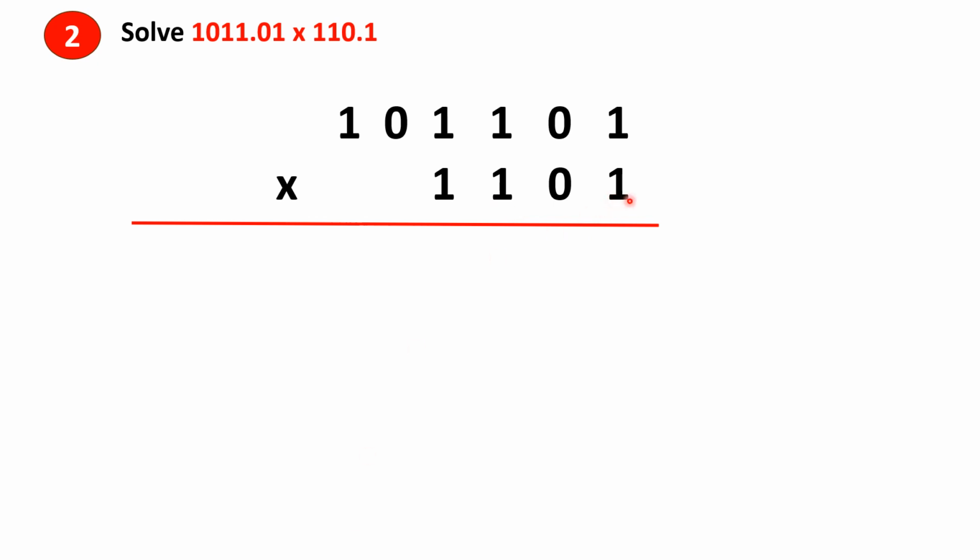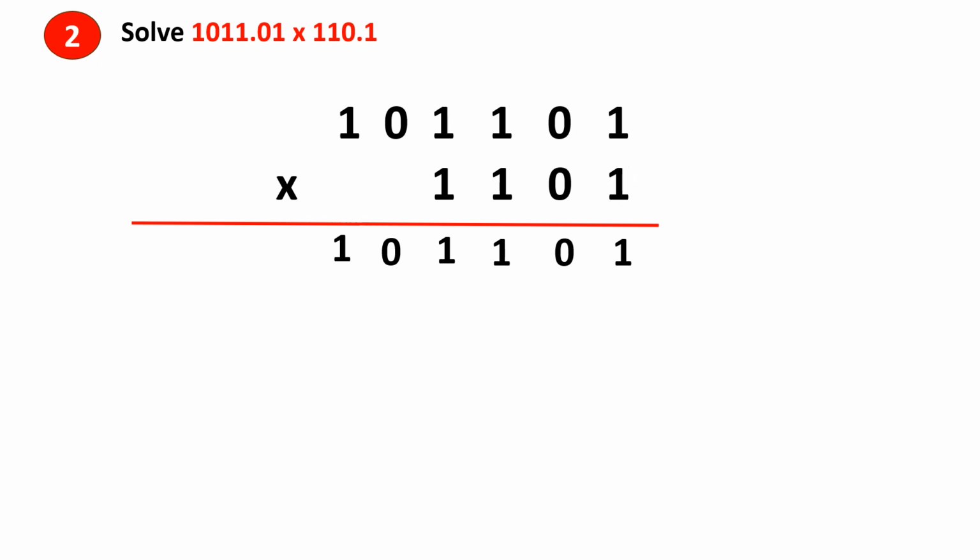Let's start with the least significant bit of the multiplier. Now let us multiply this with each of the digits in the multiplicand. So 1 into 1 gives 1, and 1 into 0 gives 0, and 1 into 1 gives 1, and 1 into 1 gives 1, and 1 into 0 gives 0, 1 into 1 gives 1.